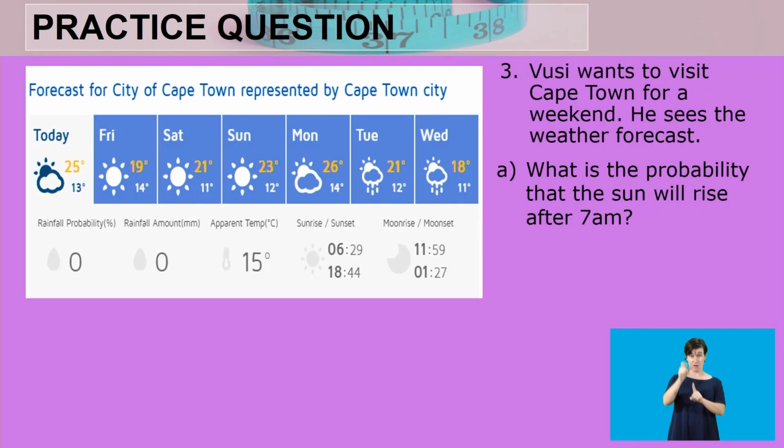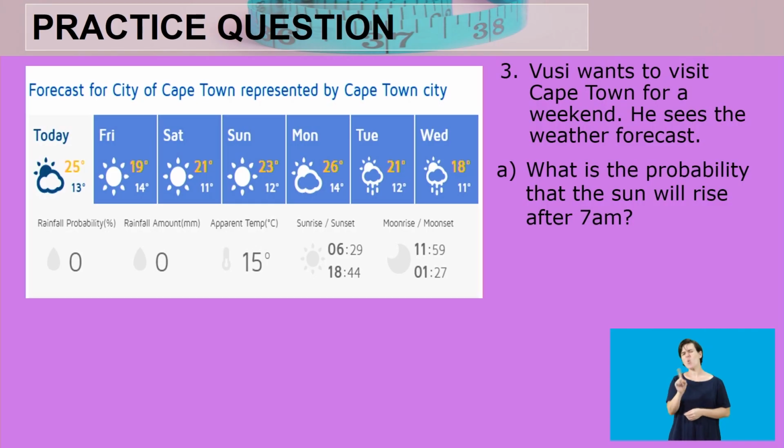Then we are given, they say Vusi wants to visit Cape Town for a weekend. He sees the weather forecast. So we are given the weather forecast for Cape Town City from today and the other 6 days to come. Then we are also given the rainfall probability, the rainfall amount, the apparent temperature, the sunrise and sunset, when the sun rises and when it will set, and the moon rise and the moon set as well.